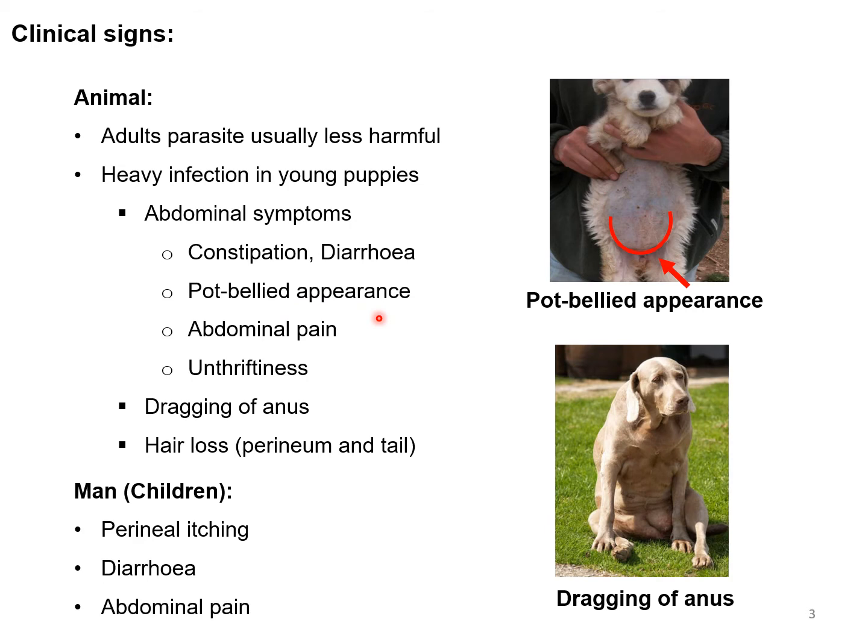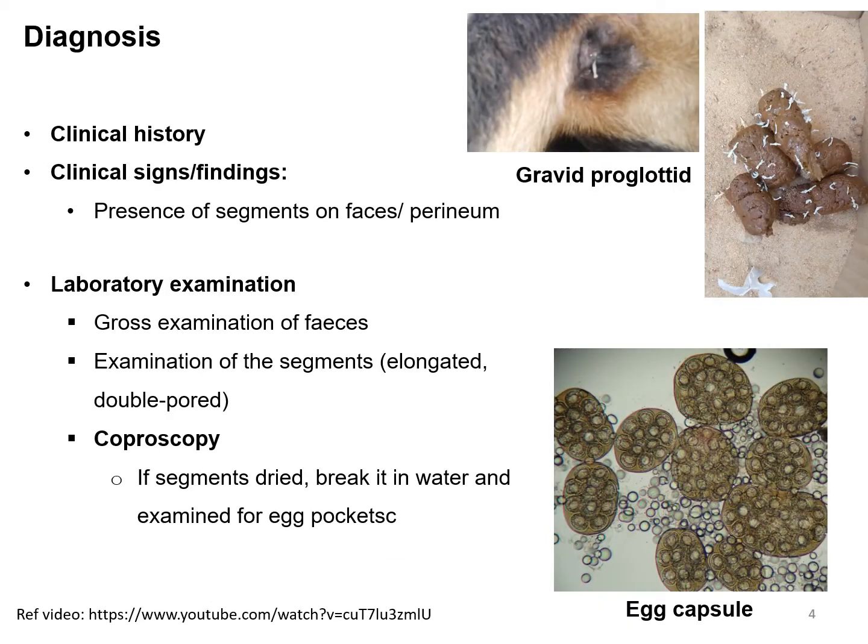And other clinical signs include abdominal pain, unthriftiness, dragging of anus, and hair loss from the perineum and tail region. In man, the common clinical signs include perineal itching, diarrhea, and abdominal pain. So for the diagnosis of Dipylidium caninum infection, as usual, you should go for checking the clinical history and clinical signs or findings that I have already mentioned.